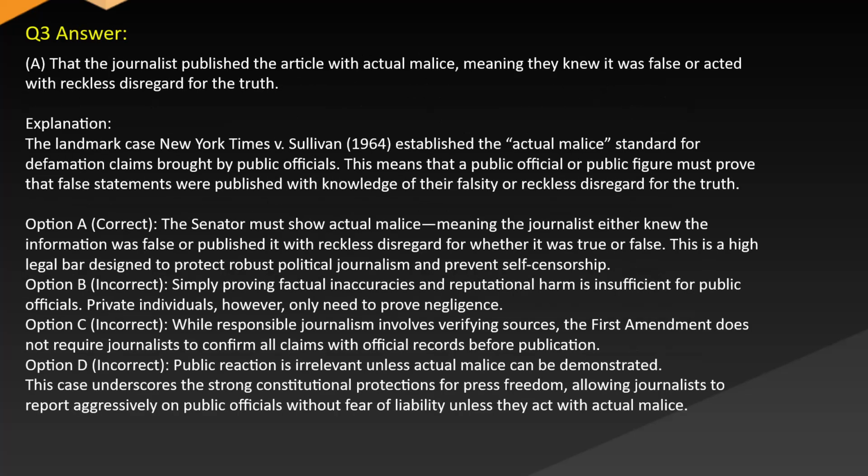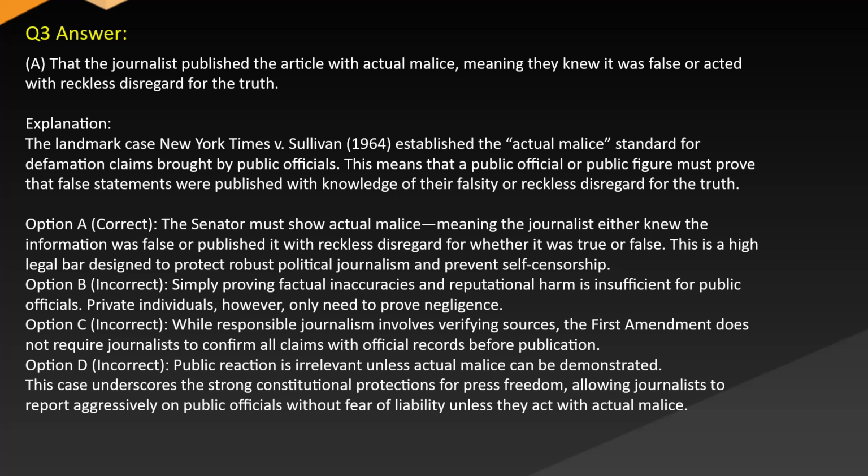Answer: A. That the journalist published the article with actual malice, meaning they knew it was false or acted with reckless disregard for the truth. Explanation: the landmark case New York Times v. Sullivan, 1964, established the actual malice standard for defamation claims brought by public officials. This means that a public official or public figure must prove that false statements were published with knowledge of their falsity or reckless disregard for the truth.